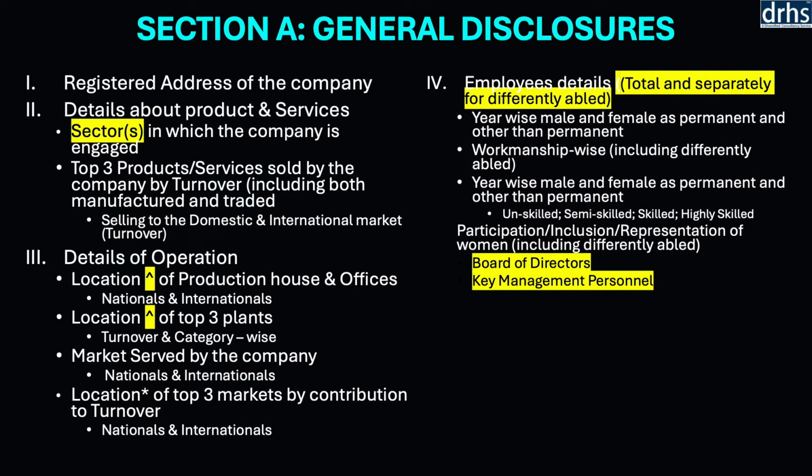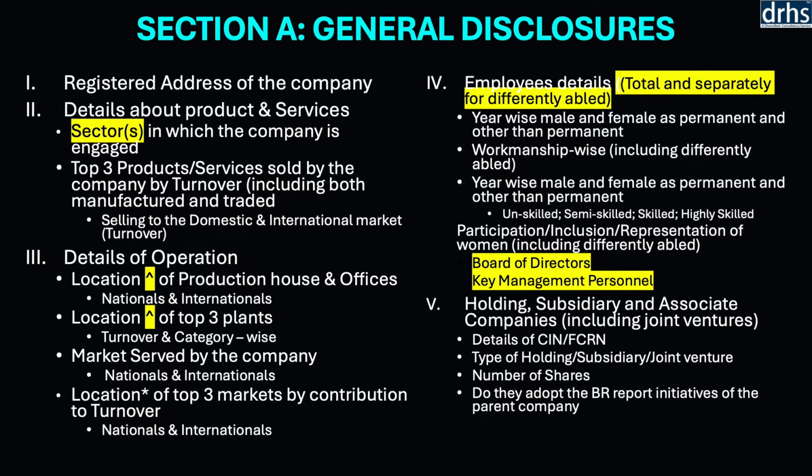Part 4 describes details of the employees as a total and separately for disabled employees by sex, status of employment as permanent or other than permanent, workmanship-wise as unskilled, semi-skilled, skilled and highly skilled, while Part 5 describes the details of the holding, subsidiary and associate companies and cross-checks whether the company participates in the business responsibility initiative of the parent company or not, making it mandatory for all types of entity, whether it is a supplier or a distributor, etc.